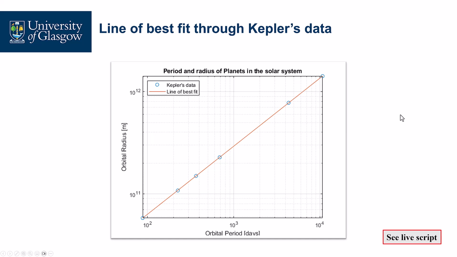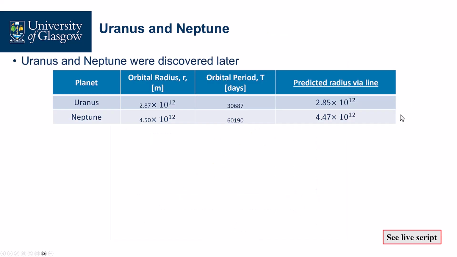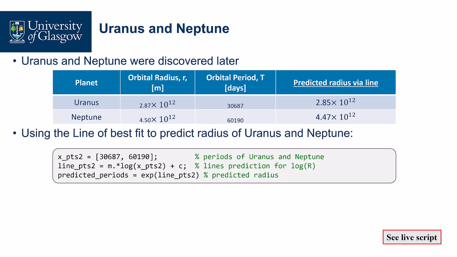At last, we will predict the orbit radius of Uranus and Neptune, right? So from the line, this is the predicted value. So how can we get this predicted value? Use P1 and P2, the m and c we have generated, right? So how to do that? The program can be like this.